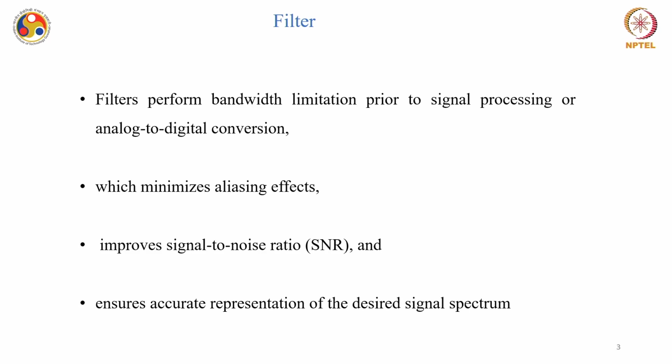It also helps in avoiding any kind of interference and undesired spectral components in a signal. Filters perform bandwidth limitation prior to signal processing or analog to digital conversion, and this bandwidth limitation is very crucial for various circuit aspects that we will see in this particular lecture. This actually helps in minimizing the aliasing effect. This also improves the signal to noise ratio significantly and ensures accurate representation of the desired signal spectra.